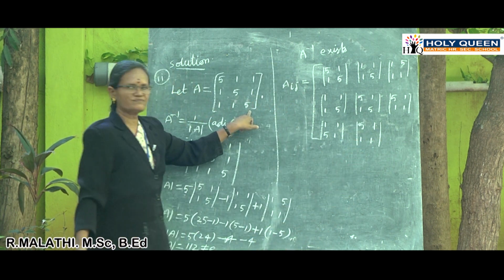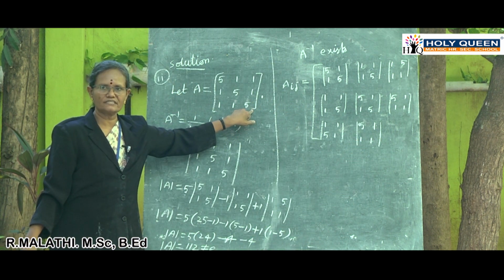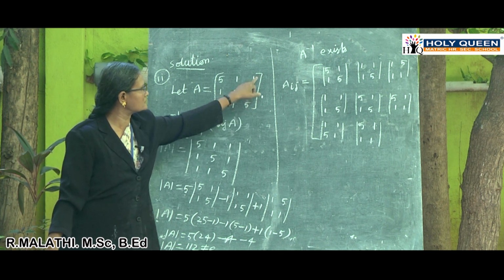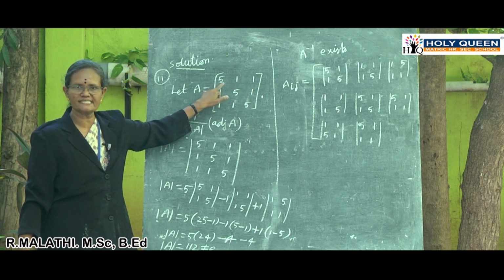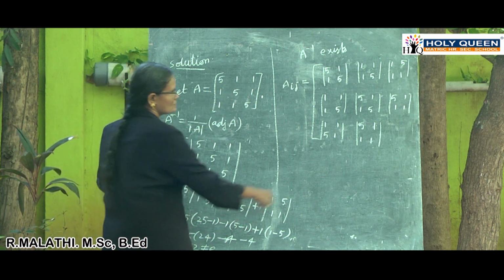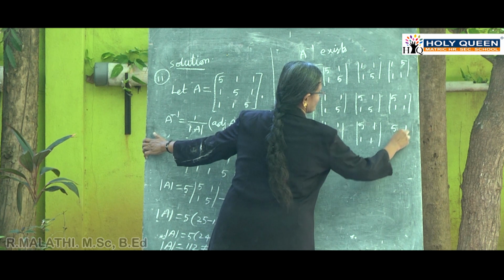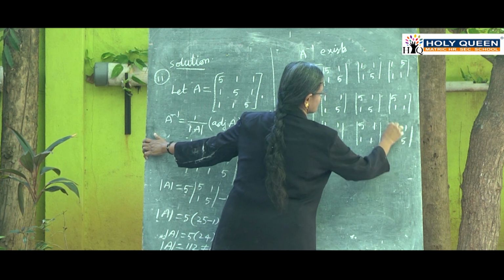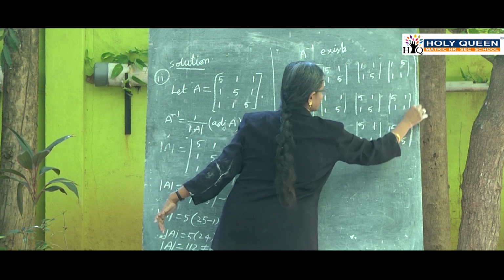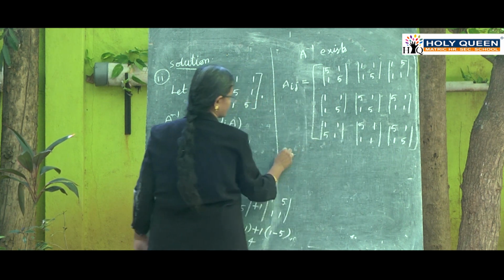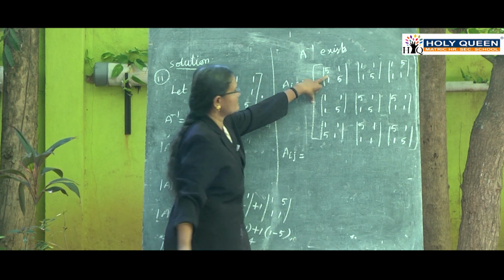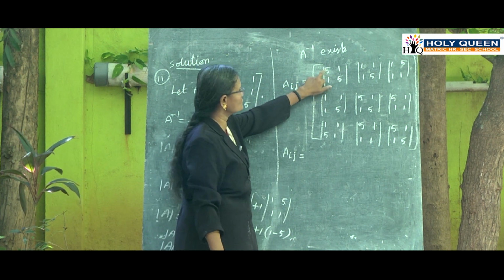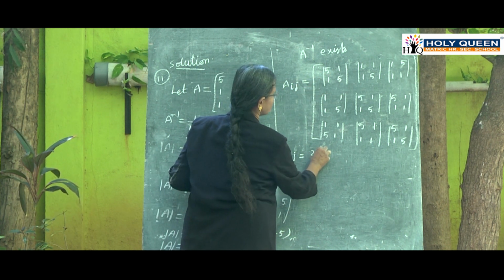The last element 5. The position of 5 is third row and third column. Ignore that third row and third column. What are the remaining elements here? 5, 1, 1, 5. Covered within the square bracket, Aij is equal to, find out the determinant value for 2 cross 2. 25 minus 1 we get 24.